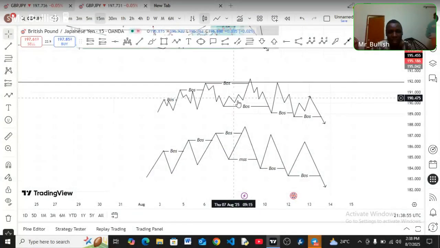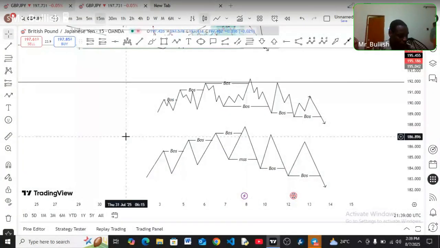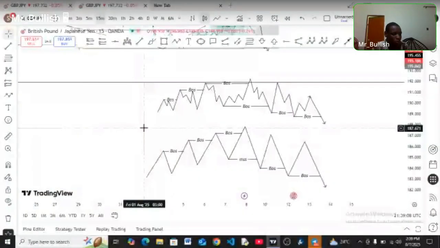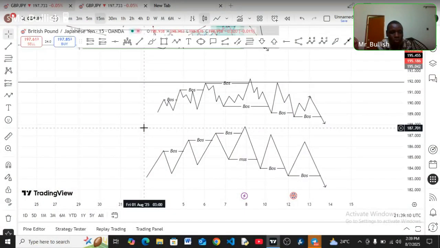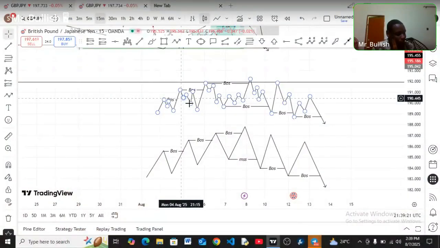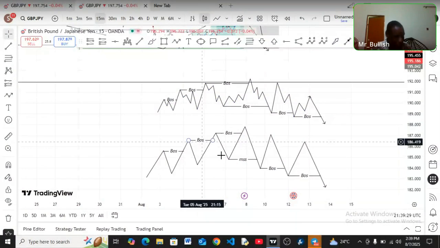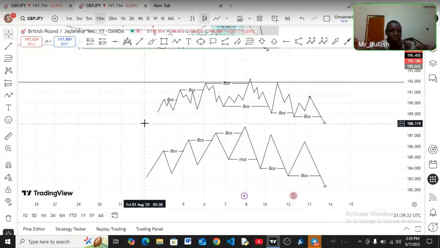The main thing here is, as a trader, which one do you focus on? Do you focus on the internal market structure or the external market structure? What are you supposed to pay attention to as a trader? Now, the internal market structures have their own importance in the market. But this external market structure is actually the main move of the market, how the market is moving.